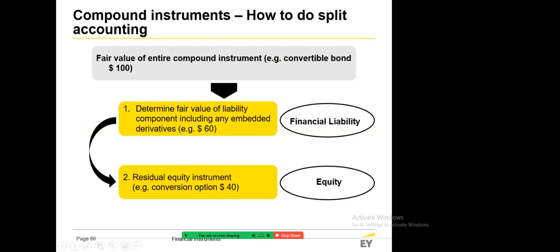How will you account for it? The fair value of the entire compound instrument should be determined. Determine the fair value of the liability component included, and the residual will be the equity instrument. Suppose you take an example of a convertible bond whose fair value is 100 rupees. You will assess the fair value of the liability, and the residual value, that is the fair value of the compound instrument less the fair value of the liability component, is equal to the residual value of the equity. So you need to assess the fair value of your compound instrument and the fair value of the liability. The difference will come out as the residual value of the equity option.